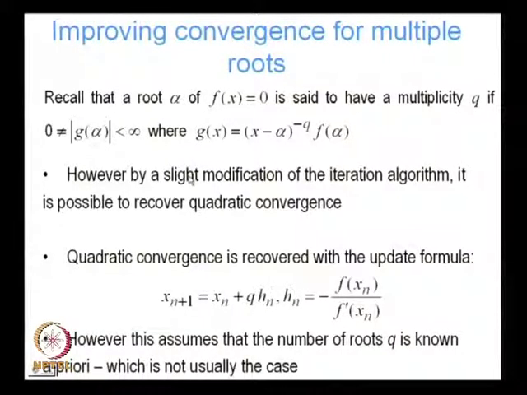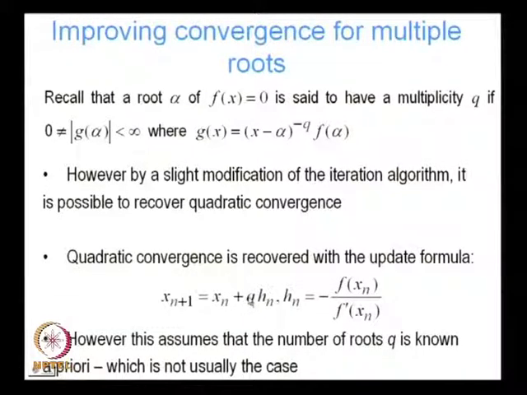However, we saw that for the Newton-Raphson method, if it has multiple roots, for instance 2 roots, then we are going to get linear convergence. However, by a slight modification of the iteration algorithm, it is possible to recover quadratic convergence. What is that slight modification? Originally, for the Newton-Raphson method, we had x n plus 1 equal to x n minus f of x n by f prime of x n. Now I am saying that instead, we are going to have x n plus 1 equal to x n minus q times f of x n by f prime of x n, where q is the multiplicity of the root alpha.